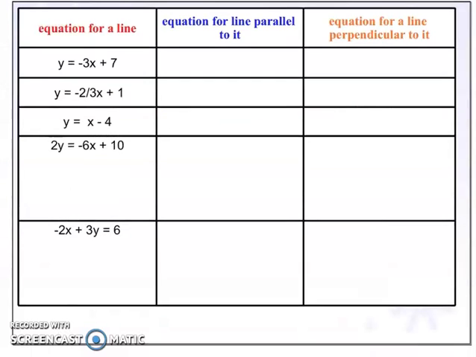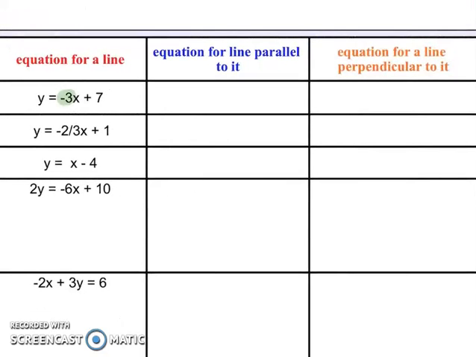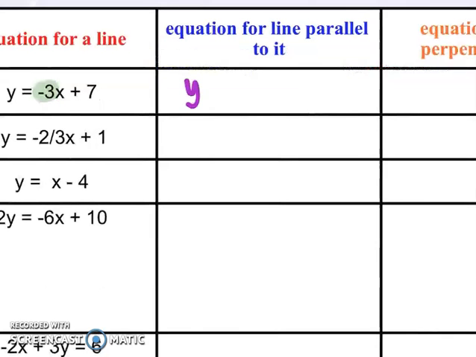Okay, so now on this next slide, I have some equations for lines, and we are just going to practice writing an equation for a line that's parallel or writing an equation for a line that's perpendicular. So my first line, the slope is -3. So if I am going to write an equation for a line parallel to it, I just have to keep that slope the same. So I can write whatever I want for the intercept, as long as I don't keep it positive 7.